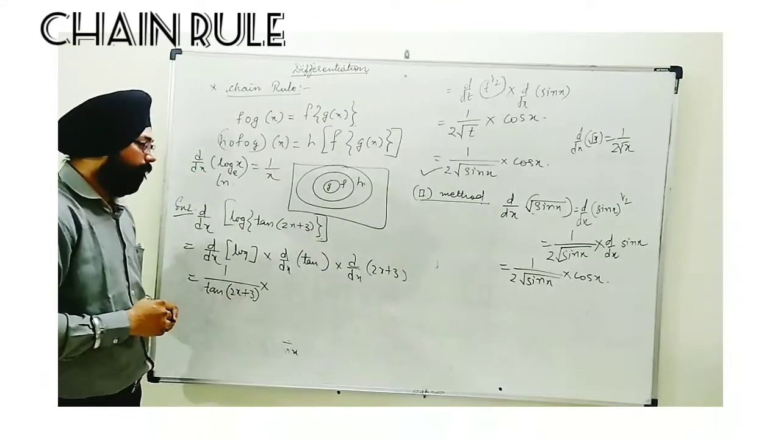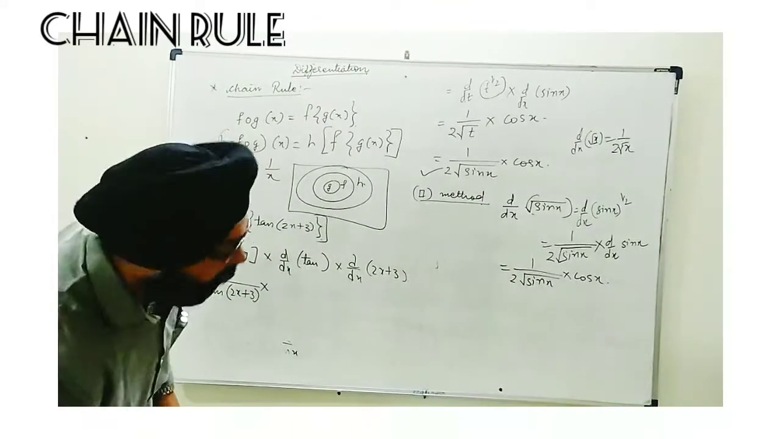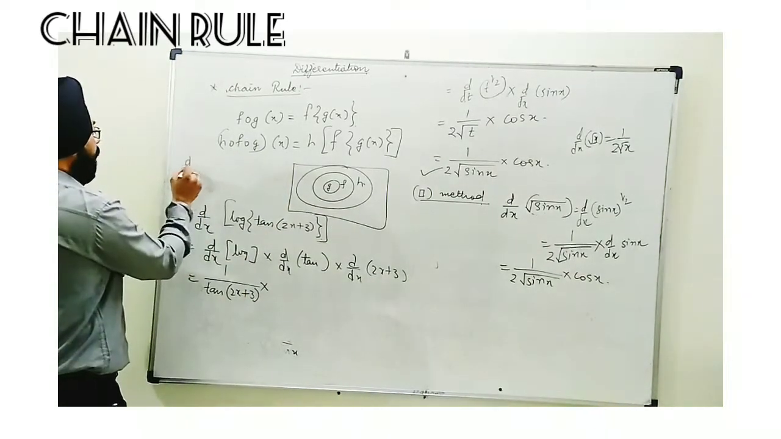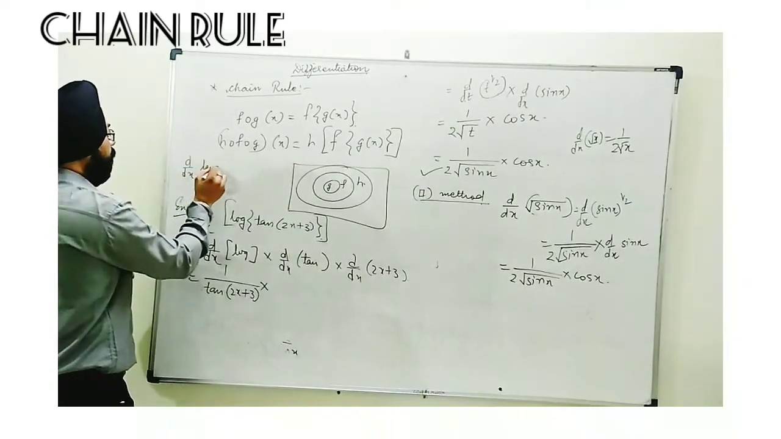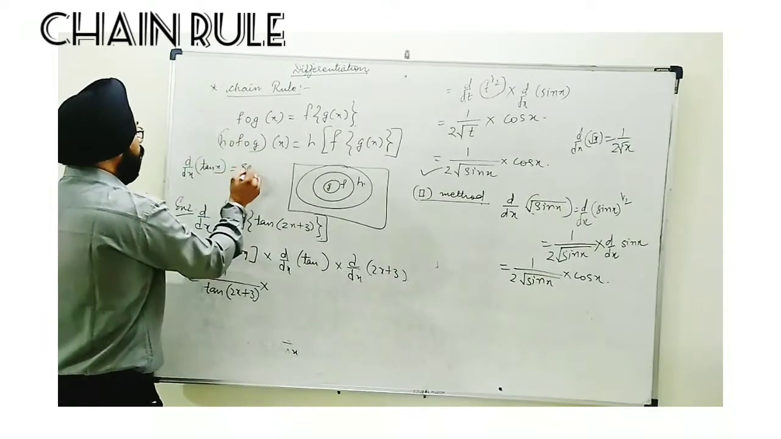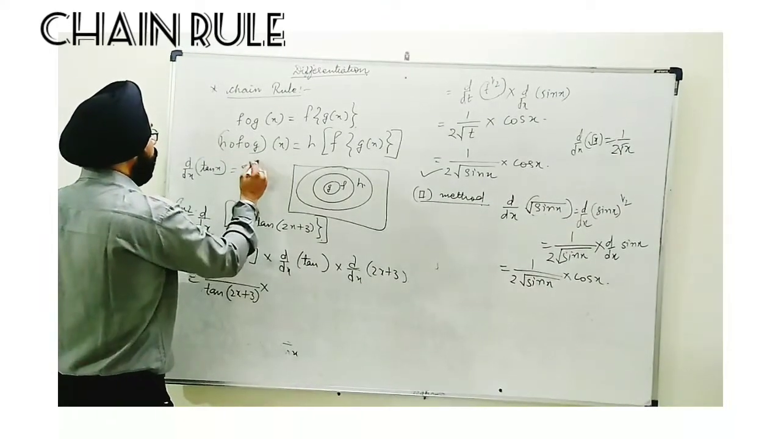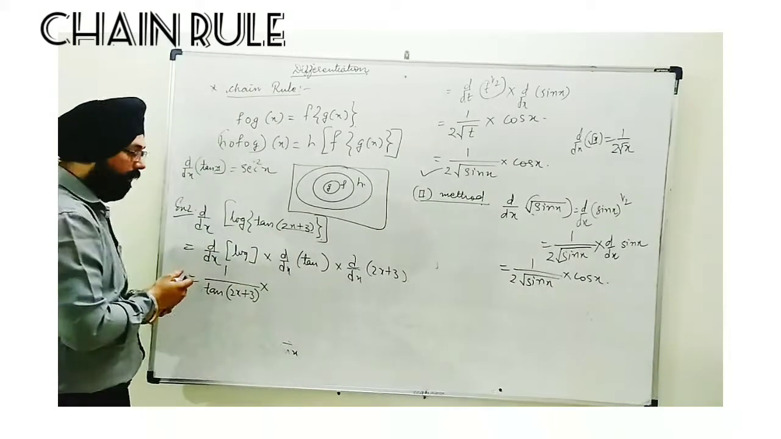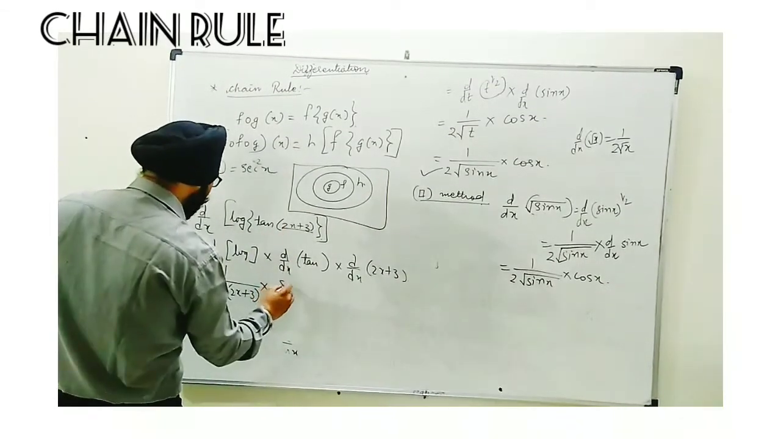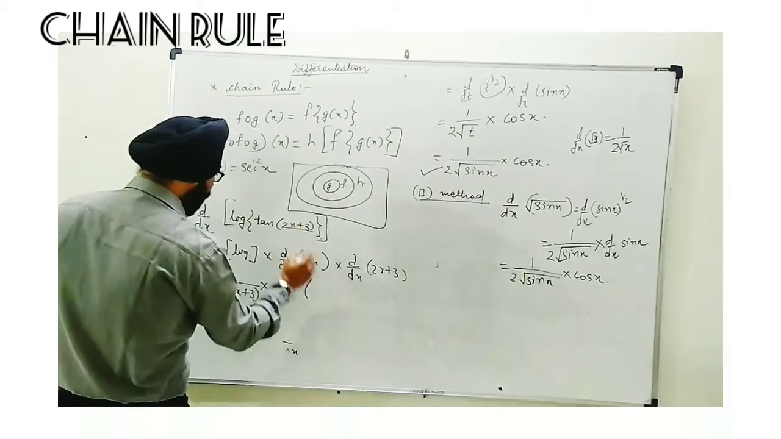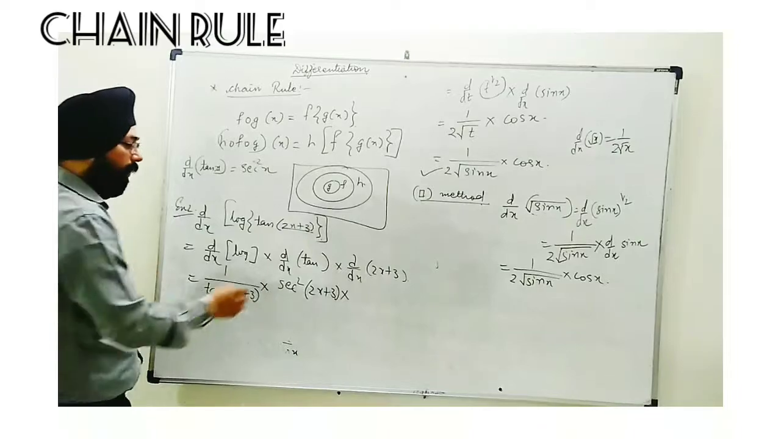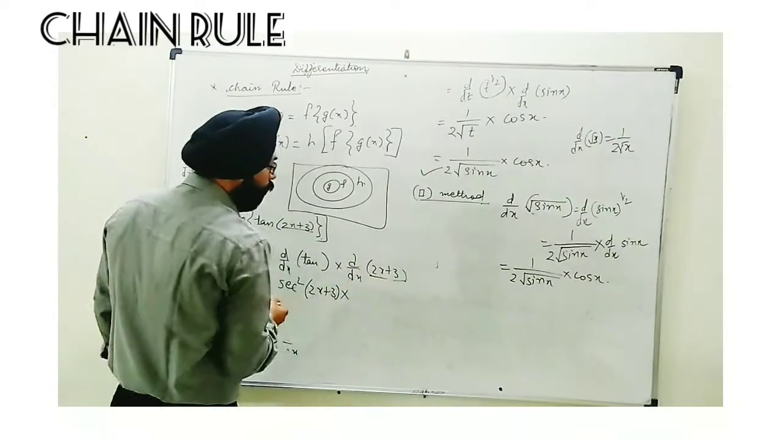Now we know that d by dx of tan x is sec square x. But in place of x, what is given? It is 2x plus 3. So this tan will be sec square as it is. In place of x, we put 2x plus 3, multiplied by d by dx of 2x plus 3, which is to be done now.